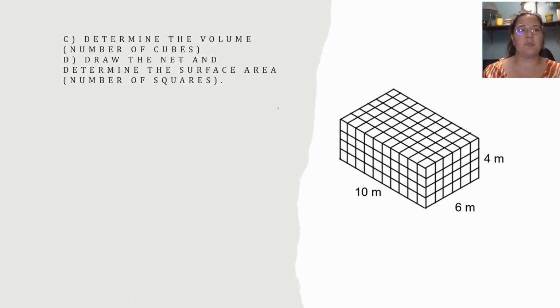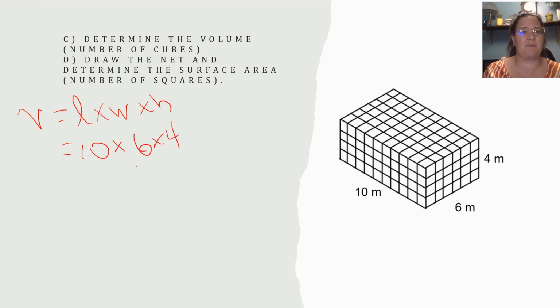Okay, now we're going to determine the volume of this shape here. And it says the number of cubes. And that's just reminding you that that is the volume, the space that that entire shape takes up. We're not going to get you to count cubes. So the volume of a rectangular pyramid is equal to the length times the width times the height. So 10 times 6 times 4. And these are all in meters, so we don't have to convert anything. And this gives us a total of 240 meters cubed.